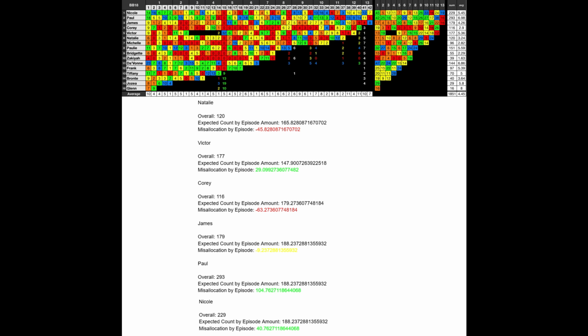James has 179 diary rooms, and his expected count by episode amount is 188.23, causing a misallocation of negative 9.23. So he barely managed to stay in that nice median.